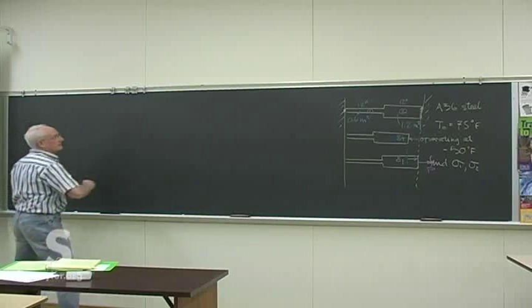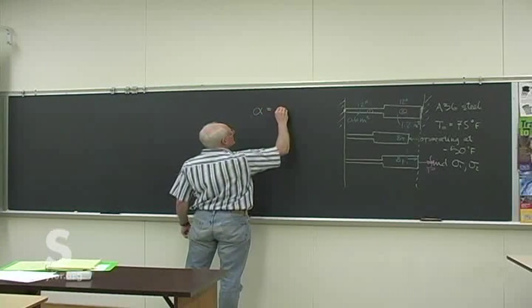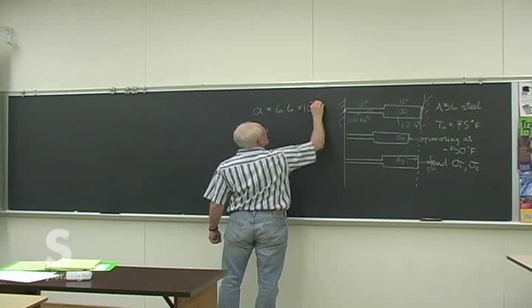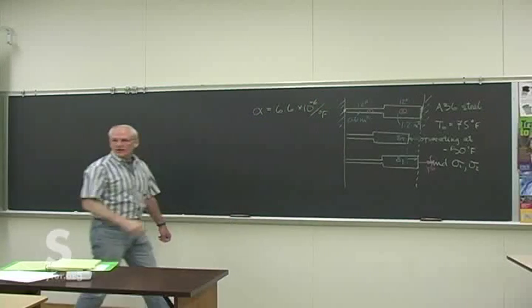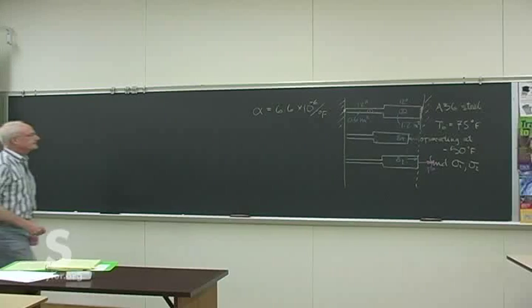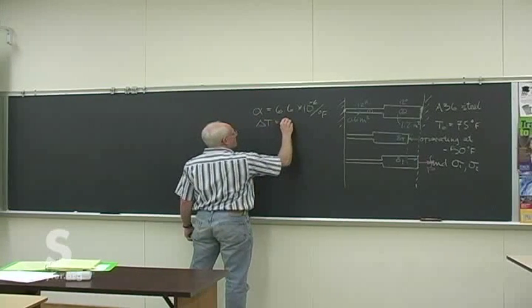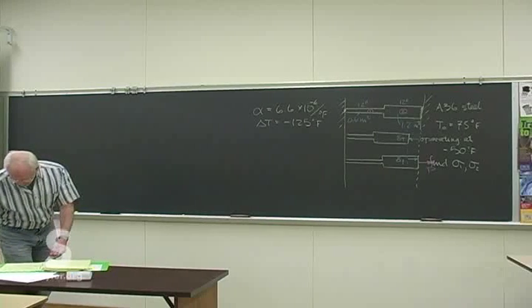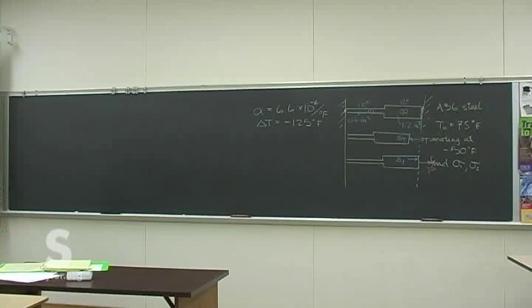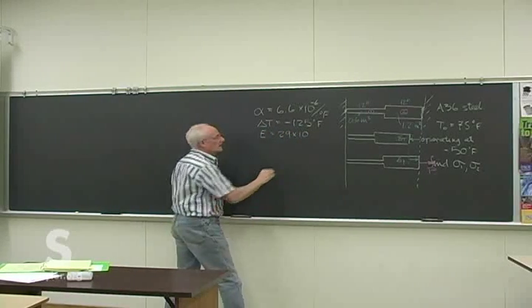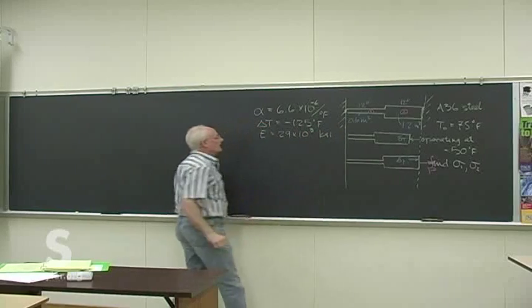The alpha, the coefficient of thermal expansion for A36 steel, just in the back of the book, 6.6 times 10 to the minus 6th per degrees Fahrenheit. Remember, that's per change in degrees Fahrenheit, which in this case we have 100 minus 125. And I don't see where I have the E actually written down, so if somebody's got their book. 29 times 10 to the who? KSI? Okay, thank you.